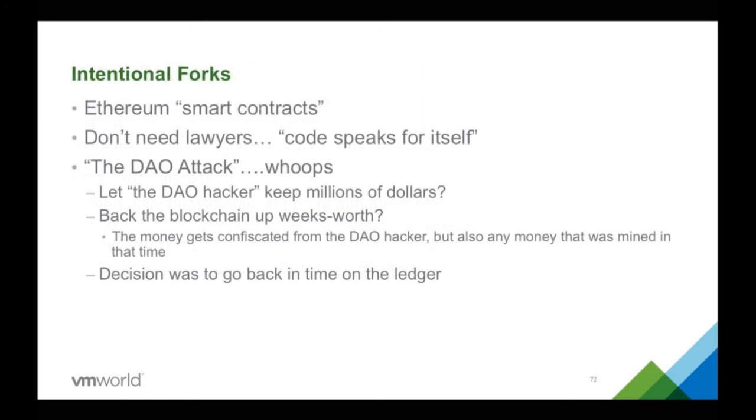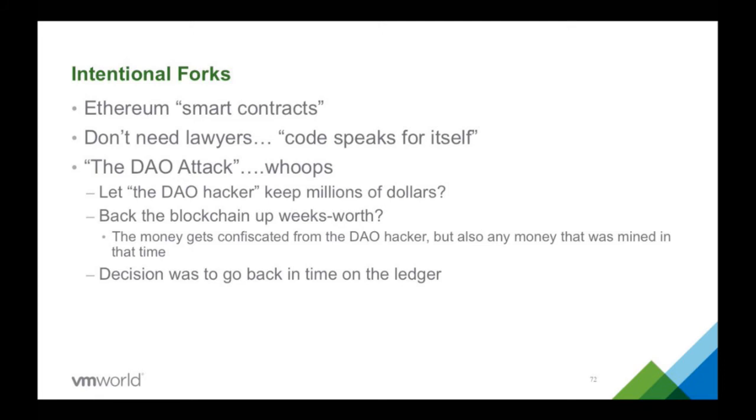Another thing was an intentional fork. So Ethereum sort of copies the same technology. And one of the things they do is what's called smart contracts, where they say, we don't need no lawyers. We will write the rules in code, and the code speaks for itself. So somebody did some sort of code for some sort of organization. They called it a distributed autonomous organization. And the code spoke for itself. And so people invested in this real money. It was like $150 million worth of Ethereum.